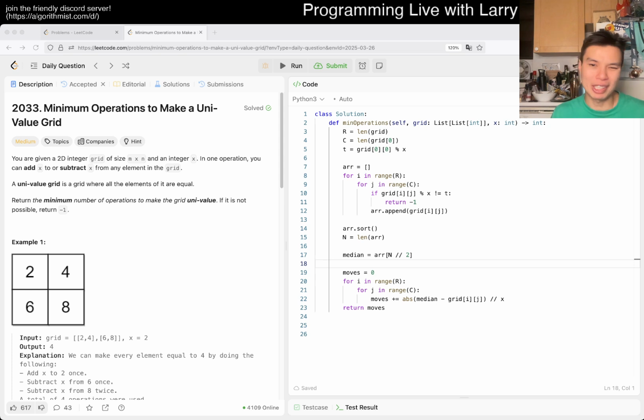Actually, let me go over the complexity. The complexity is just n log n, because there's sorting, and n is of course r times c. And the way that I did it is O of n space. But yeah, that's all I have for this one.